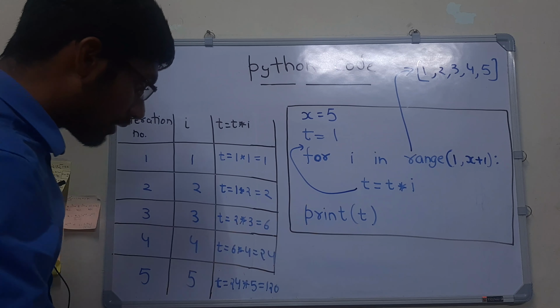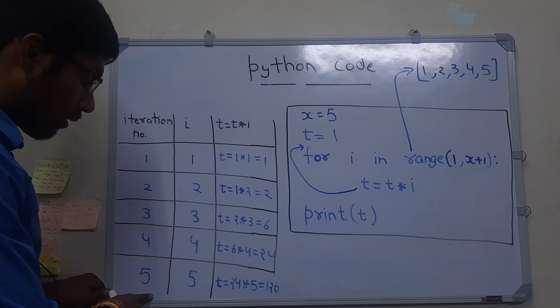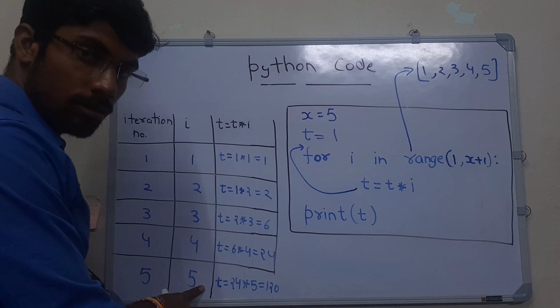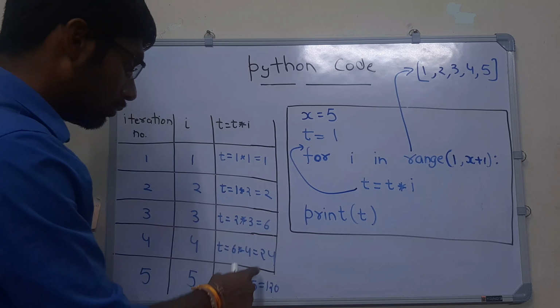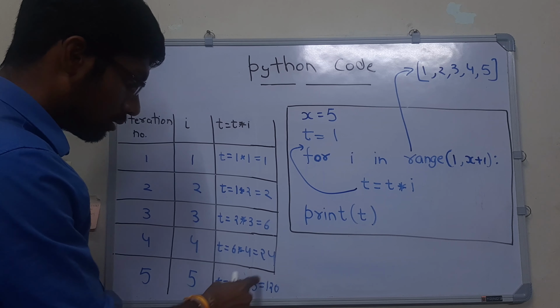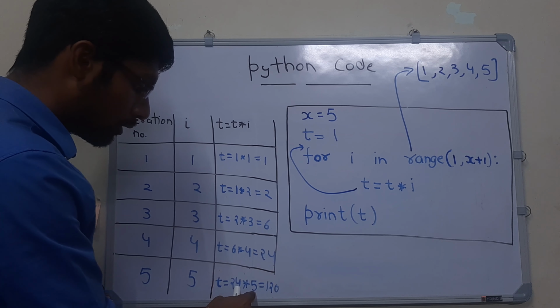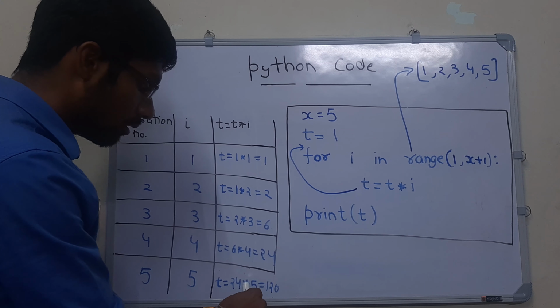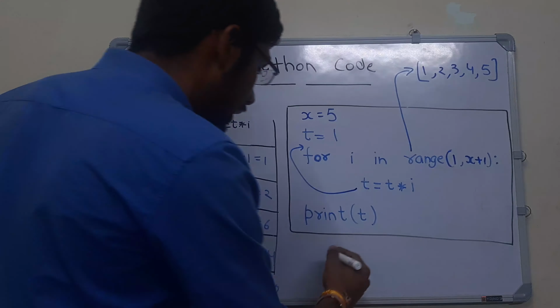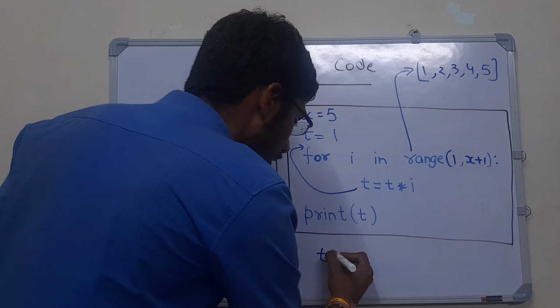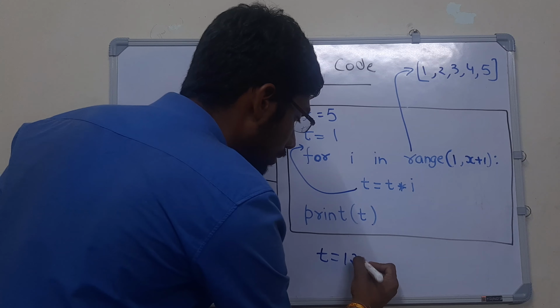Now in the last iteration, which is the fifth iteration, the I value will be 5. So t into I, where the t value is 24: 24 into 5 will be 120. So at the fifth iteration, the t value will become 120.